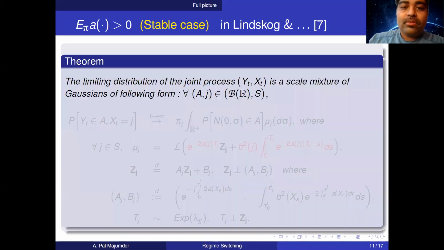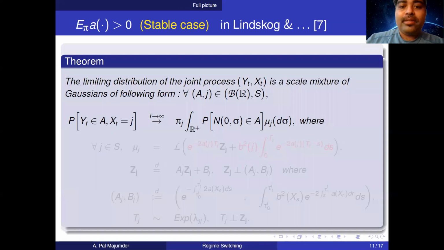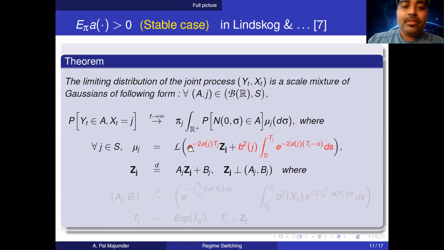As we said, we did not know explicitly the stationary distribution before, but now the stationary distribution can be explicitly characterized, and it is a mixture of Gaussians. So as you can see, the marginal of x equals a sum over j with weights pi j, and j is involved here as well through mu j. But what is mu j? Mu j is the law of this Z j and this red stuff, and the red stuff involves only a random quantity T j, and I'll come to that.